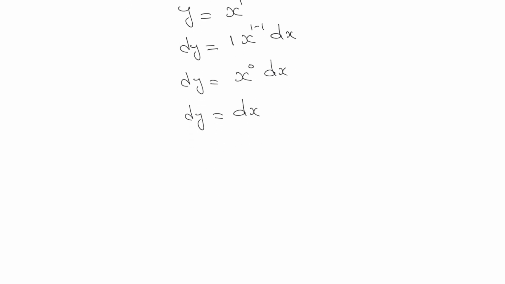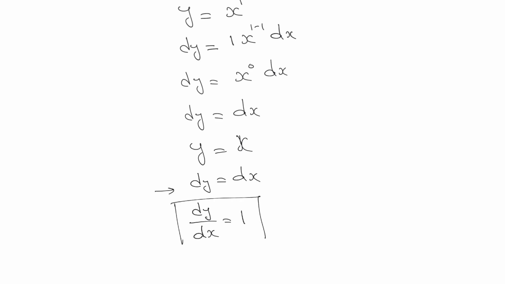Or we can say that our question was nothing but y is equal to x. So differentiation of y is dy and differentiation of x is dx. So we can directly write dy is equal to dx, or the value of dy by dx. If you are writing this dx on the denominator, you will get the answer is equal to 1. So if y is equal to x, dy by dx will be equal to 1.